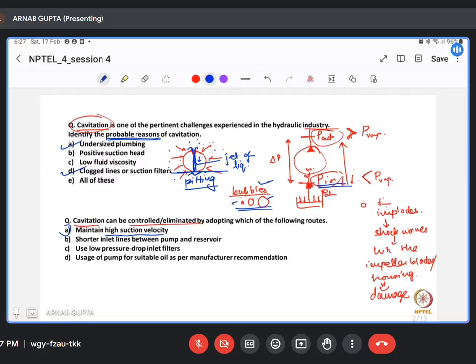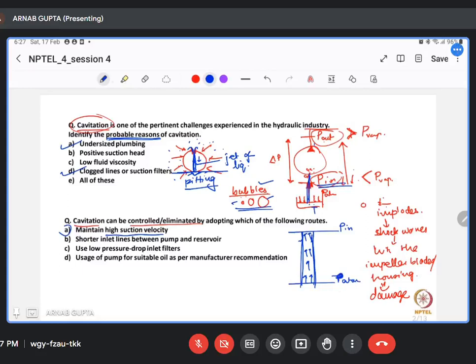So yeah, maintain high suction velocity. So what happens if we maintain it at the suction side, that is in this particular line from where the liquid is being sucked from the tank towards the pump? Suppose this is your line. Line means basically pipeline. So here the fluid is flowing towards the pump. I am considering atmospheric pressure here.